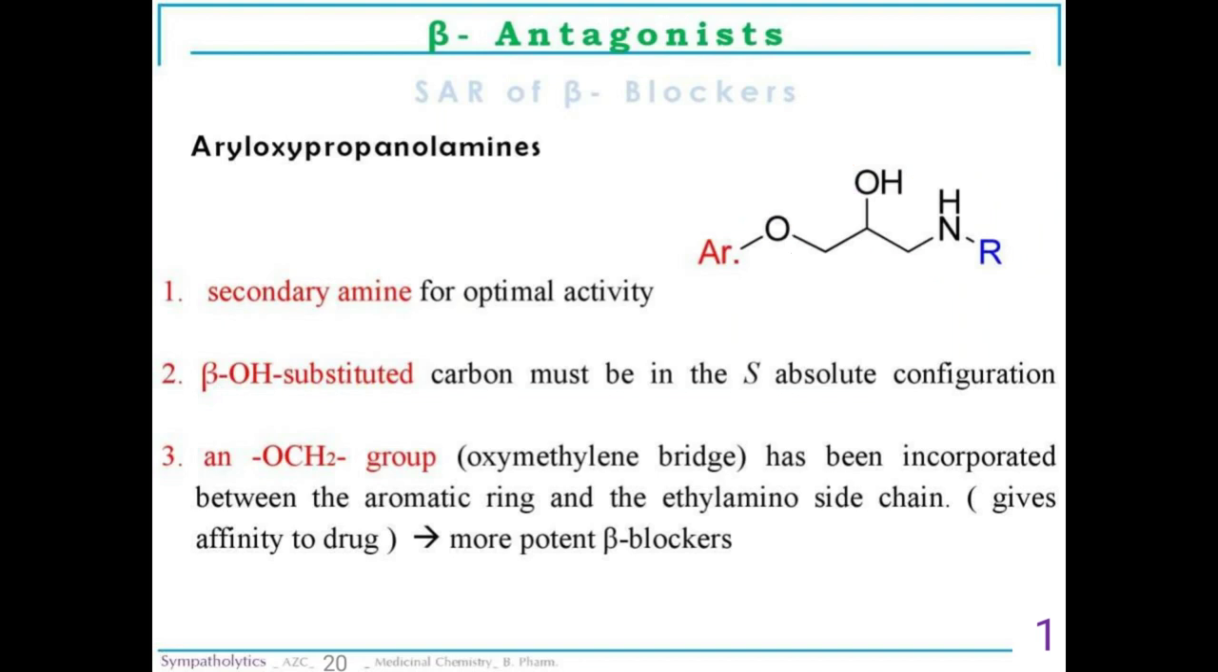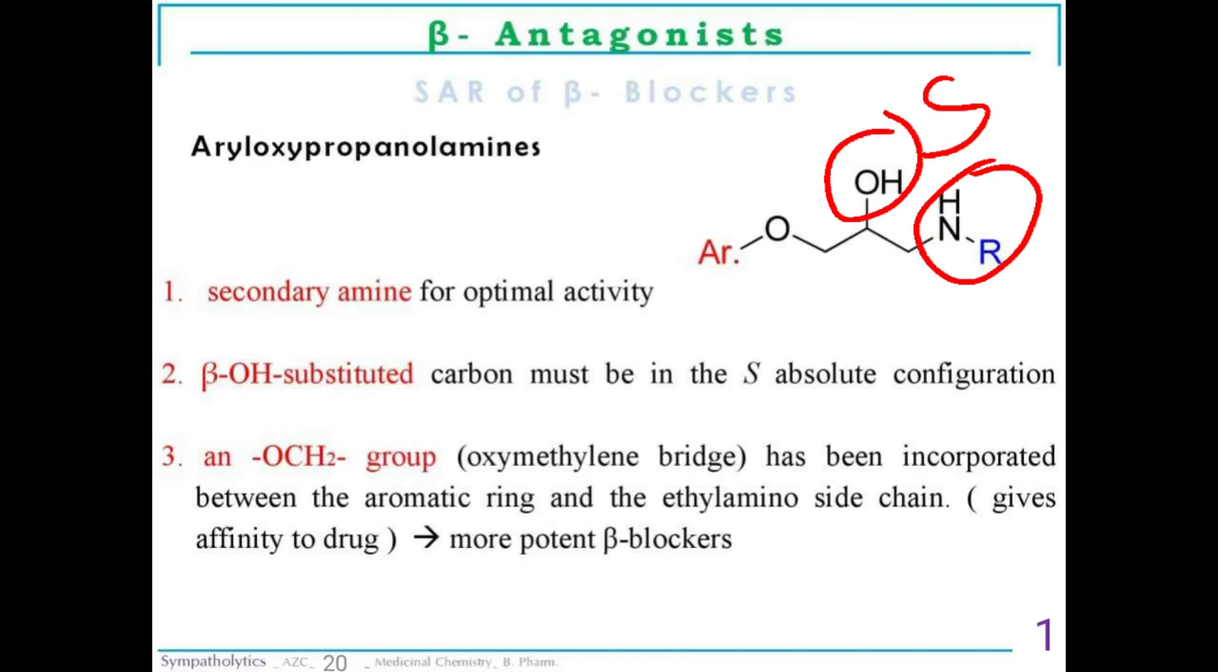Okay. So in case of SAR, if we have to go through, this is the general structure for the beta antagonist. So secondary amine, this is secondary amine NHR. If R is H, that is primary amine, it will decrease the activity, but NHR, the secondary amine, is required for the optimum activity. Then at the beta position, a hydroxy group is there. This beta hydroxy group must be in S configuration. So we have R configuration and S, out of which this hydroxy group must be in the S configuration.